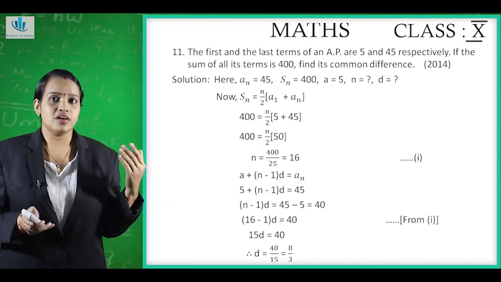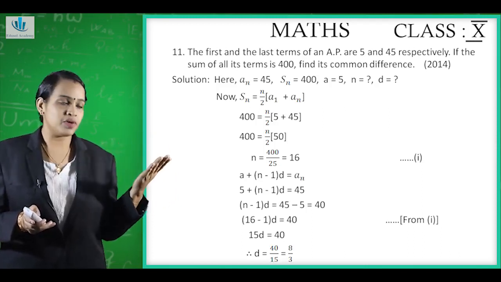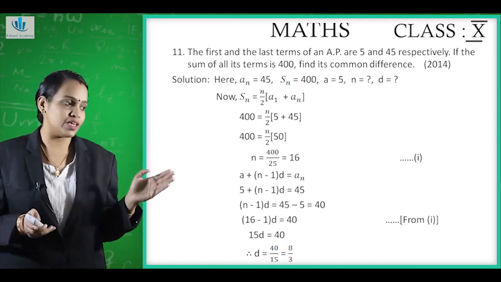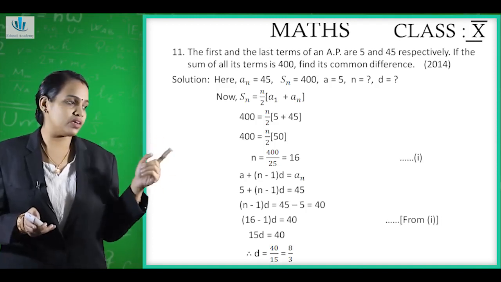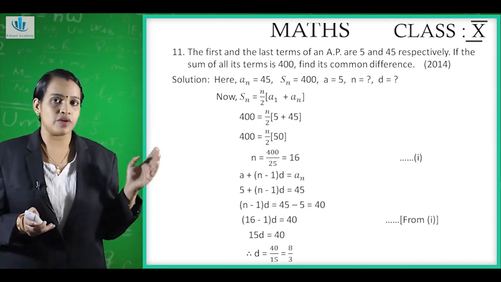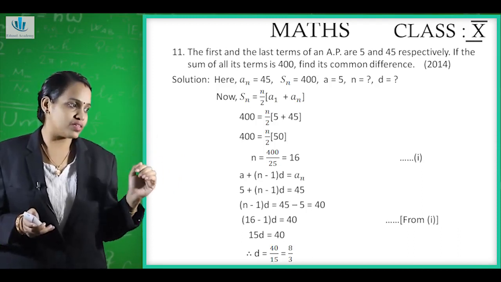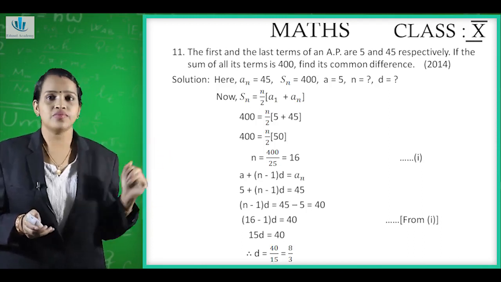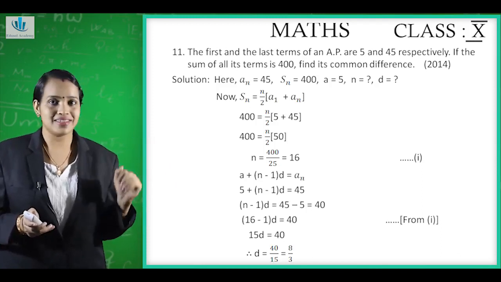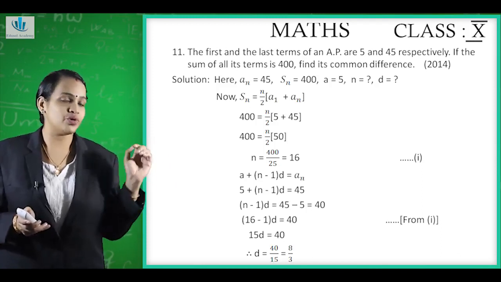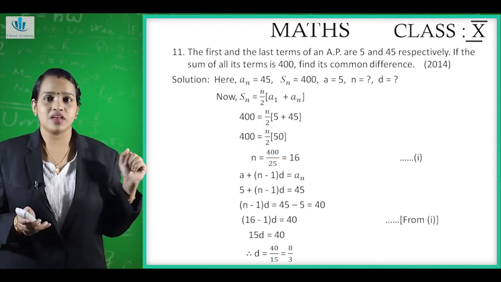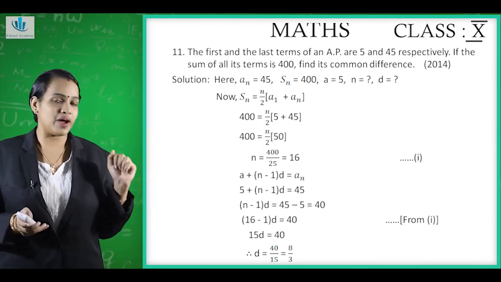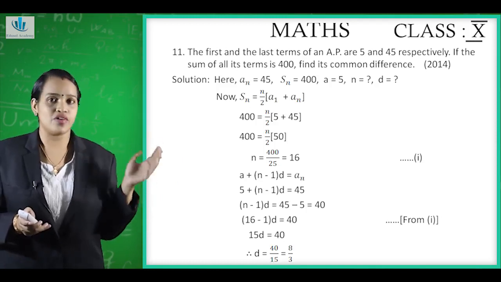Therefore, when we take n on one side and the numbers on the other side, it becomes n is equal to 400 upon 25, which is equal to 16. Now, you know one more formula, an equals a plus (n minus 1) d. So, we will put the values. a is 5, plus (n minus 1) d is equal to an, you know it is 45. Therefore (n minus 1) into d is equal to 45 minus 5, which is equal to 40.